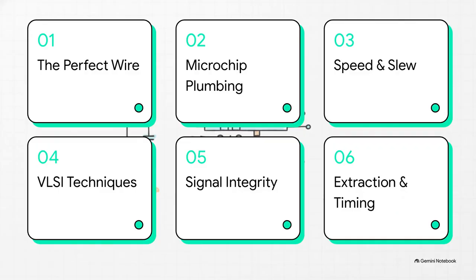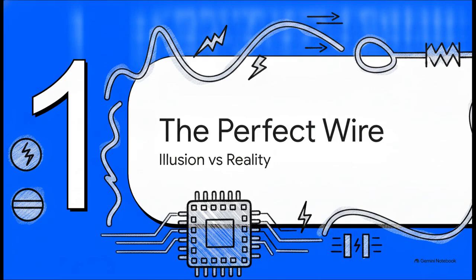So here is our roadmap for the explainer. We'll start with the perfect wire illusion, look at a really helpful microchip plumbing analogy, dive into speed and slew, and then we'll really focus heavily on specific VLSI techniques engineers use to fix these flow issues. After that, we'll tackle signal integrity, and finally, wrap things up with extraction and timing. All right, let's jump right into part one, the perfect wire illusion.